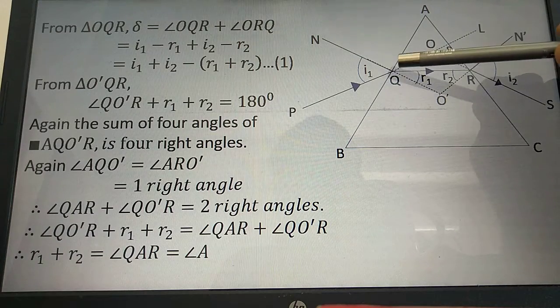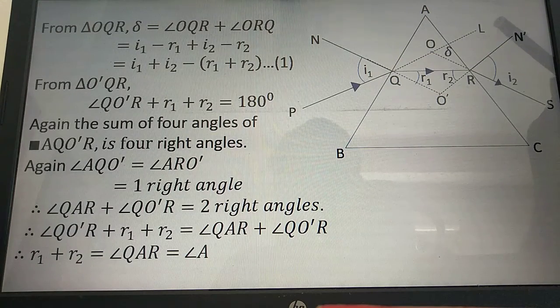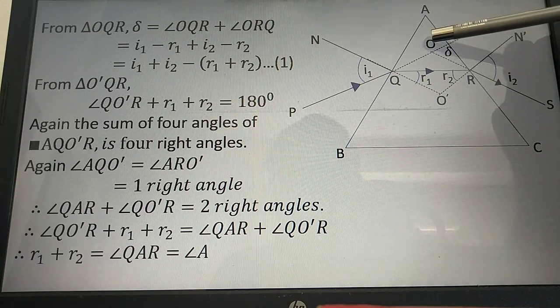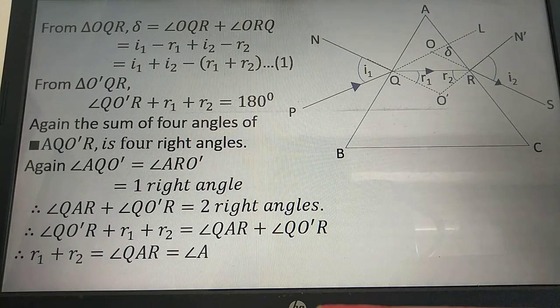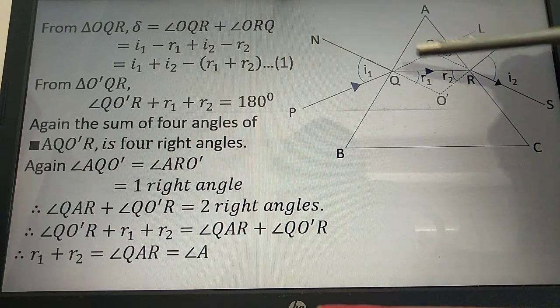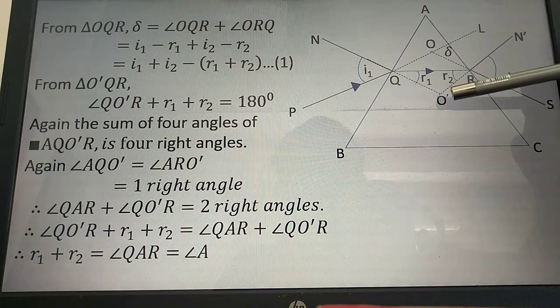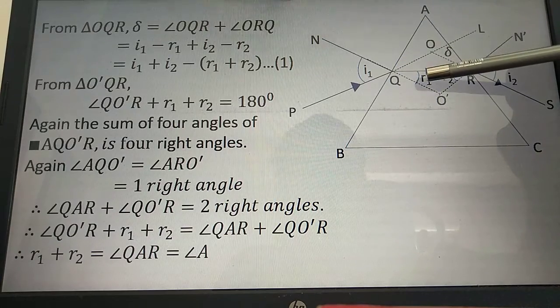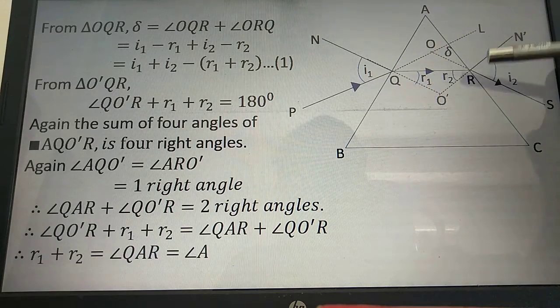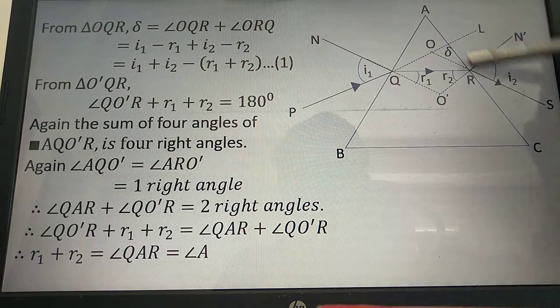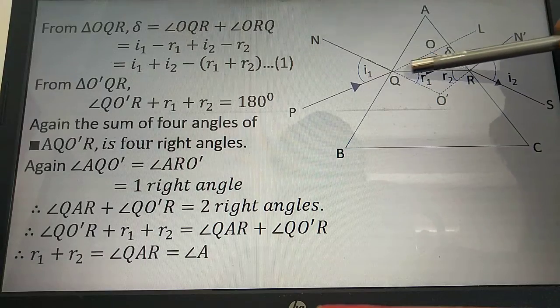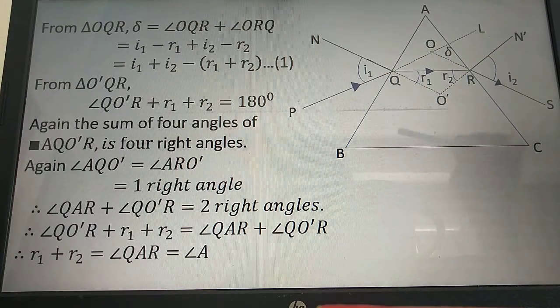We produce PQ in the forward direction and SR in the backward direction, so they meet at point O. Here the angle LOR is the angle of deviation, and angle OQR is the angle of refraction R1, and angle O prime RQ is the angle of refraction at the second surface, that is R2. This one is angle R1 and this one is angle R2. That is the description of the figure.